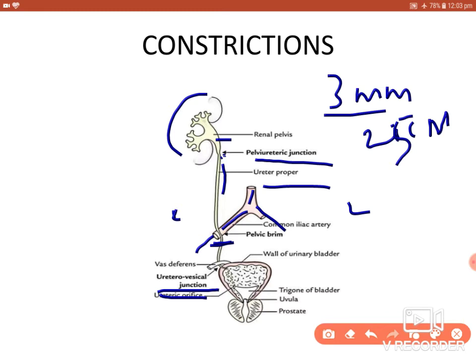These constrictions prevent backflow of the urine. Moreover, carcinoma starts from these areas, and ureteric calculus or kidney stones get stuck in these areas because they show constrictions. If a stone is more than 3 mm in size, it gets stuck there. That is about the constrictions.